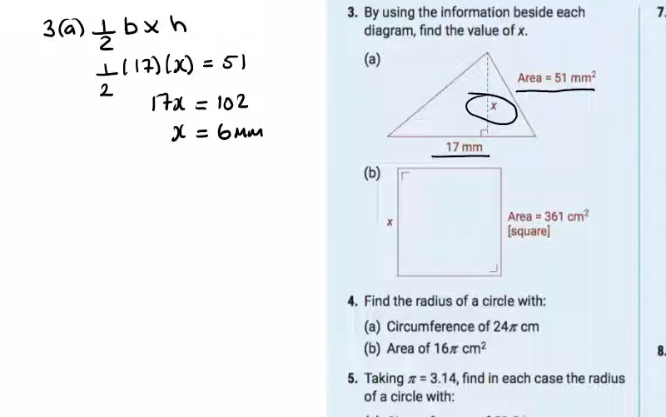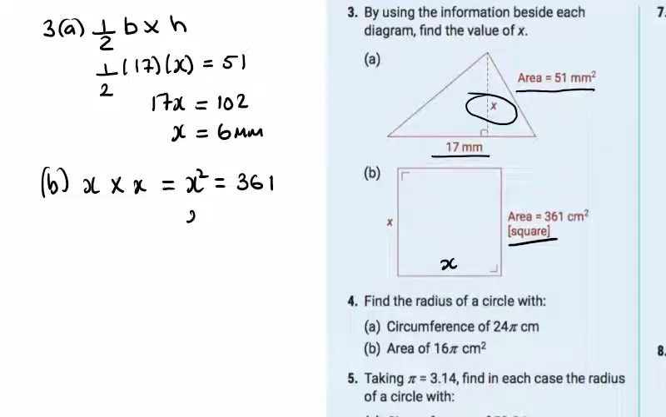B, well, if it's a square, we can say that they're both x, so we still only have one unknown. So we're going to say x times x, which is equal to x squared, is equal to the area, which is 361. And you should know at this point that the square root of 361 is 19, and we're dealing in centimeters.